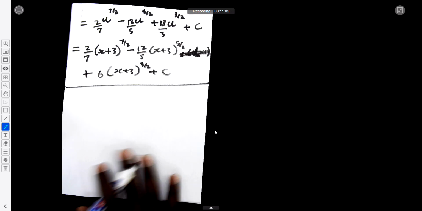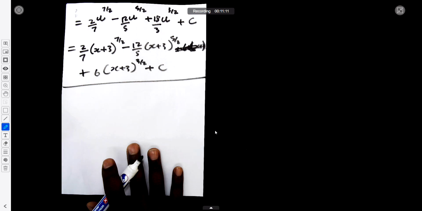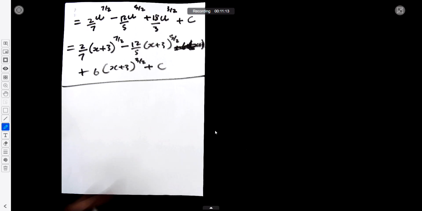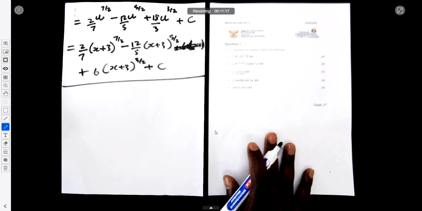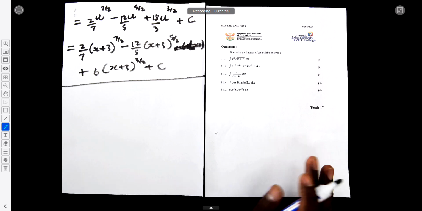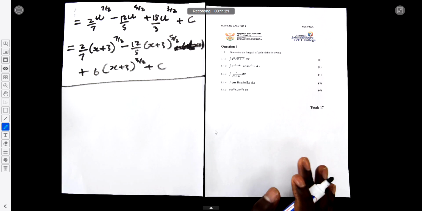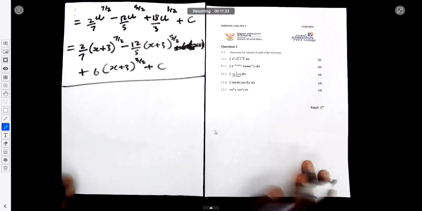So this is the basic rule that we started with. So you're supposed to get your 3 marks just like that.